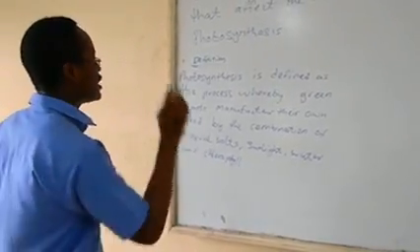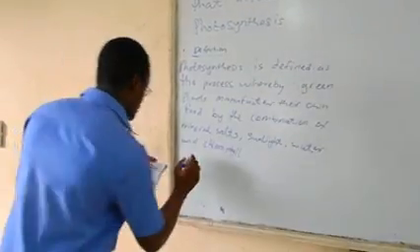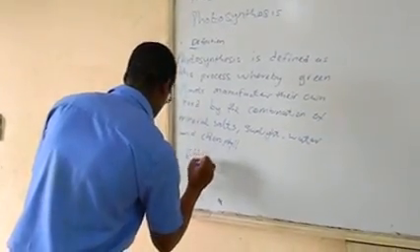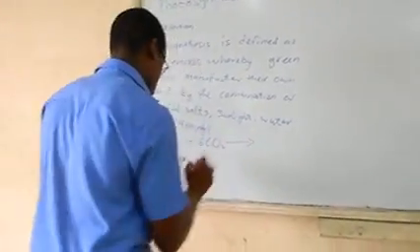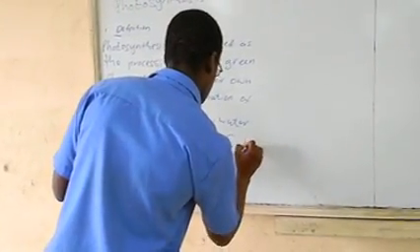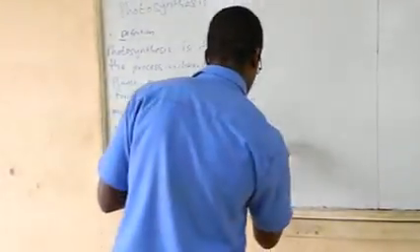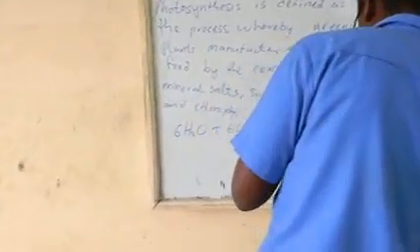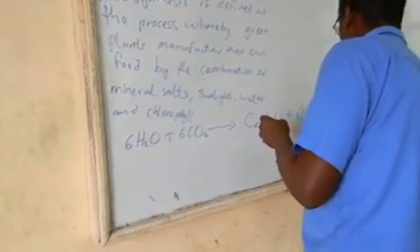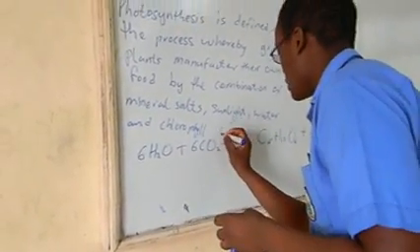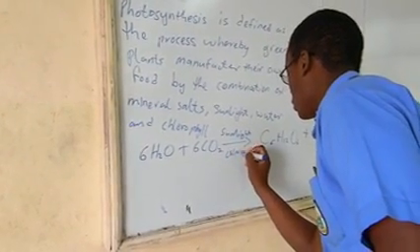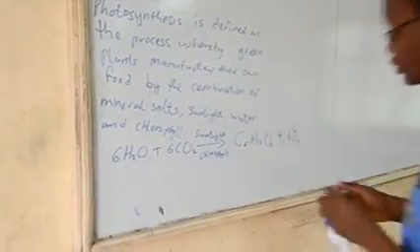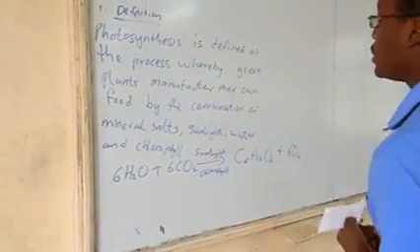Now, photosynthesis has an equation, and the equation states that 6H2O plus 6CO2 gives us C6H12O6 plus 6O2, with sunlight and chlorophyll. So that is the definition for photosynthesis. Now coming to the factors that affect the rate of photosynthesis.